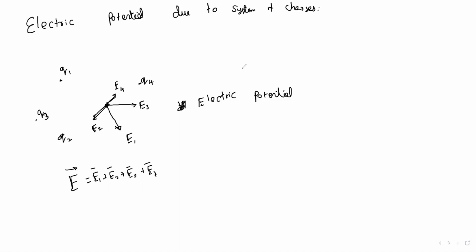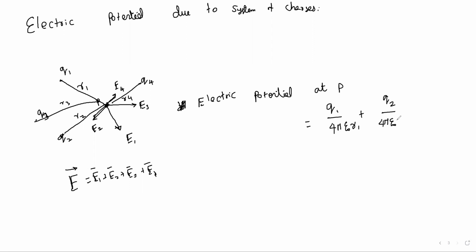But in this case, if you want to find the electric potential, you don't need to worry about the direction. So the electric potential at P just needs a check whether Q1 is positive or negative. Let the distance between Q1 and the point be R1, then R2, R3 and R4. We know the formula for the electric potential due to a point charge. So that is Q1 by 4 pi epsilon 0 R1. For Q2, it will be Q2 by 4 pi epsilon 0 R2.